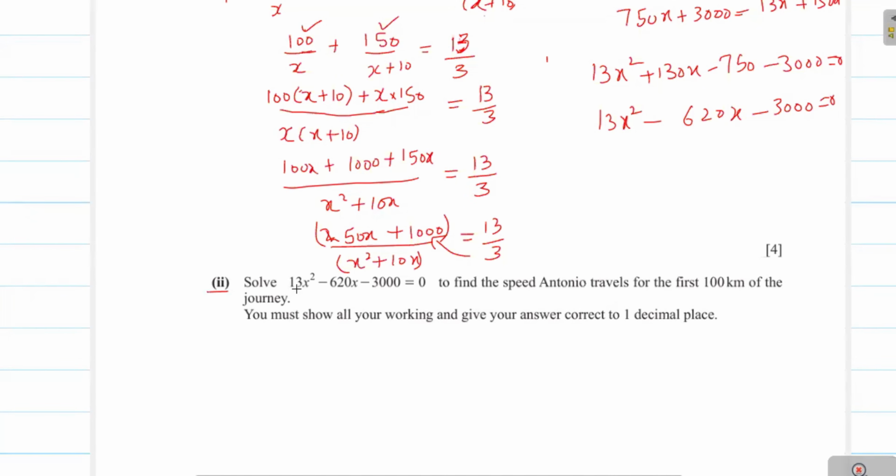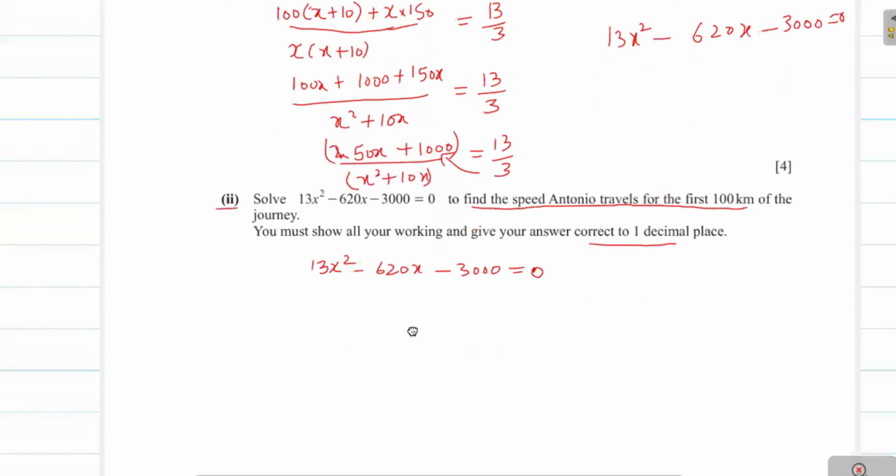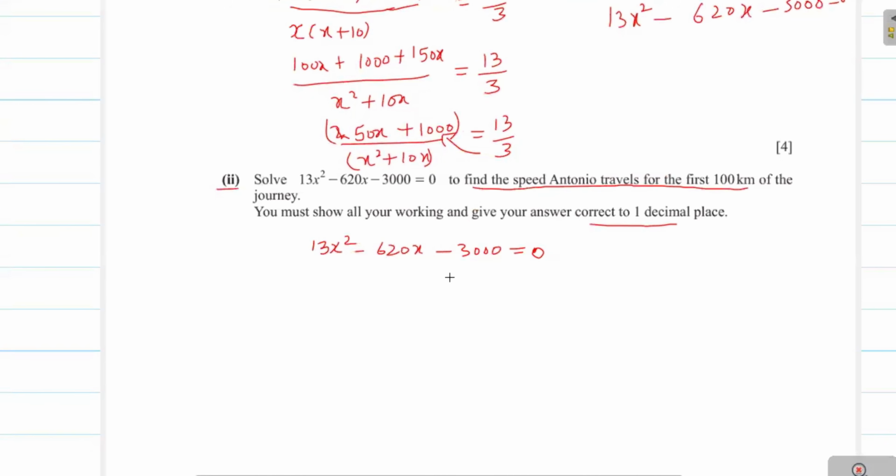Part second, solve the equation to find the speed Antonio traveled for the first 100 kilometers. Show all your working and give your answer correct to one decimal place. Here is the equation: 13x² minus 620x minus 3000 equals 0. This is a quadratic equation, and we can solve it by using the quadratic formula.